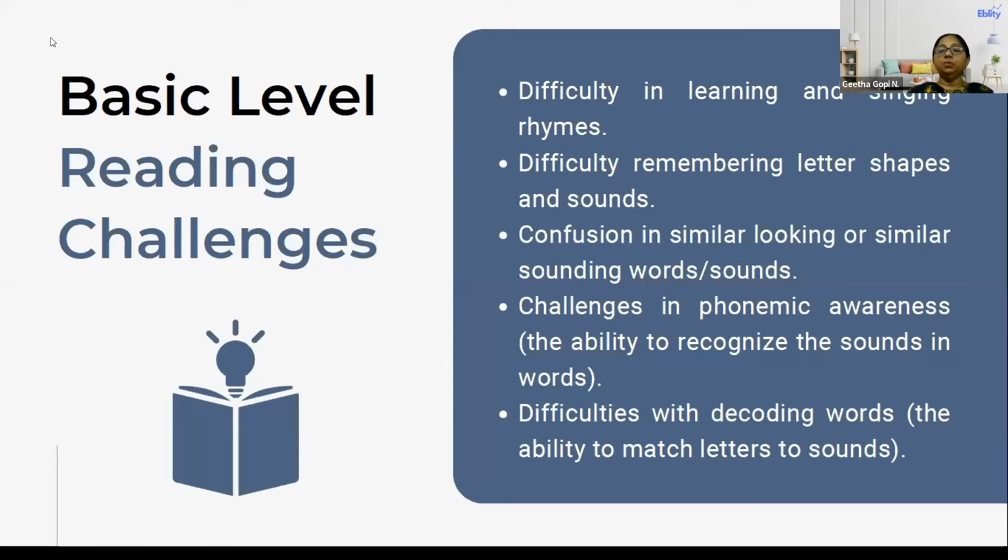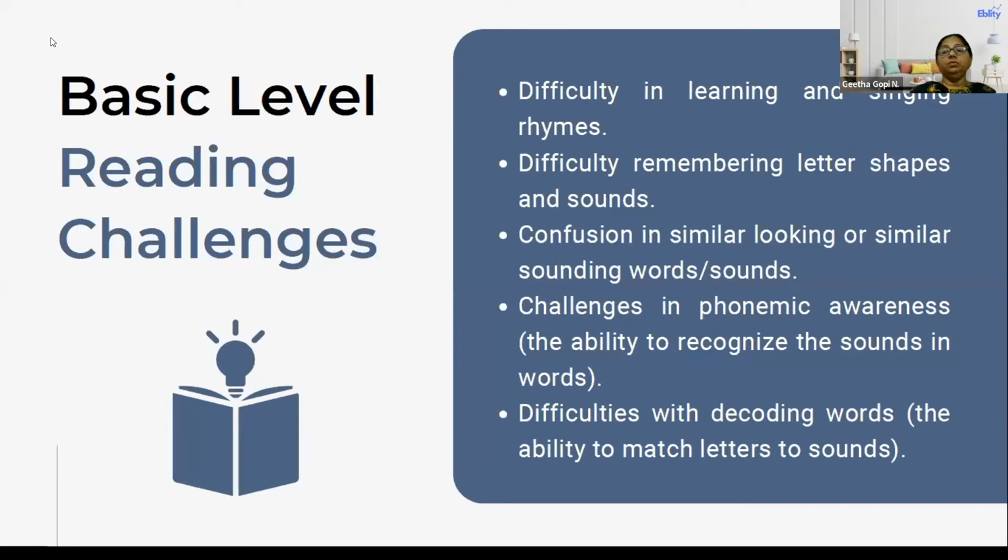Challenges in phonemic awareness, that is, being able to recognize sounds in words. If you tell them a particular word and ask them what is the beginning sound that you hear or what is the ending sound in this particular word, they may have difficulty saying that, or they may say it incorrectly, or may not say it correctly consistently. So again, that shows challenges in phonemic awareness.